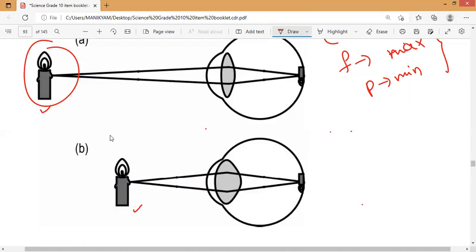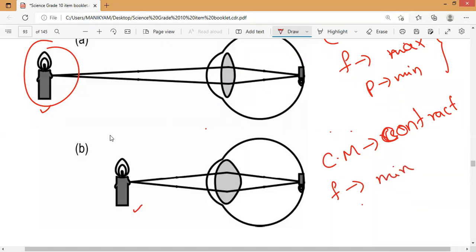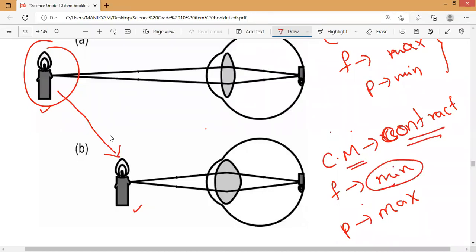When we are seeing near objects, what will happen? Tell me. Ciliary muscles contract, so the focal length is minimum and power is maximum. Now I'm saying we came from far object to near object, so check the sequence of order, everybody. Ciliary muscles contract, focal length will be minimum, power will be maximum. So focal length is minimum means the thickness of the lens is what? Increasing or decreasing?